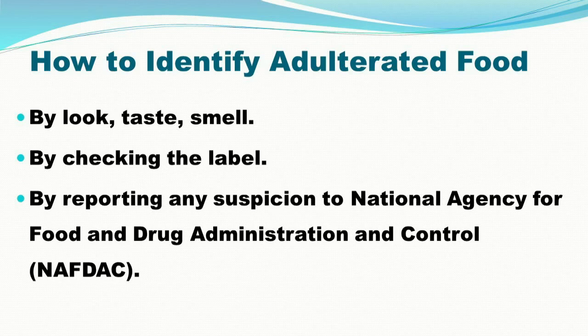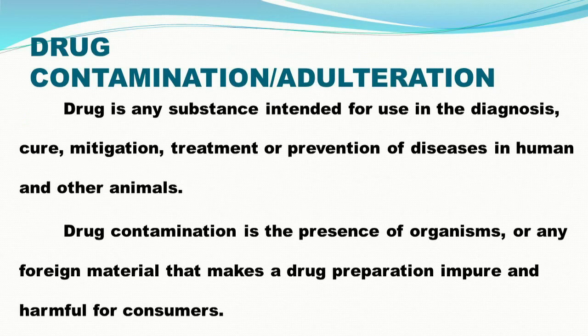How to identify adulterated food? By taste, look, smell, by checking the label, by reporting any suspicion to the National Agency for Food and Drug Administration and Control, NAFDAC. Then the next topic we're going to treat is drug contamination and adulteration.